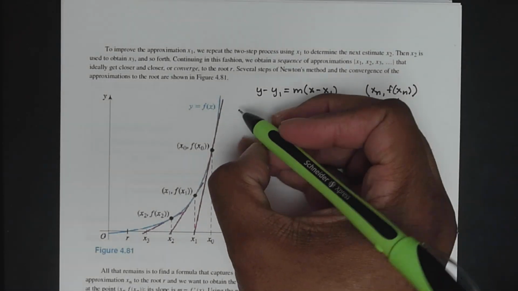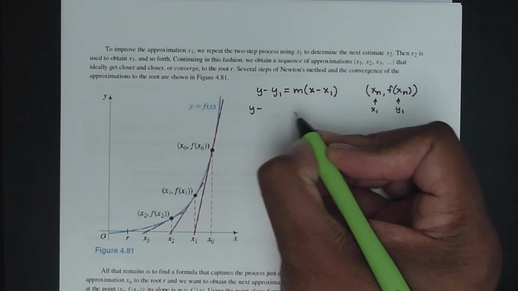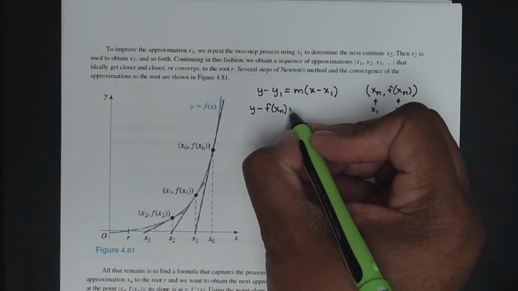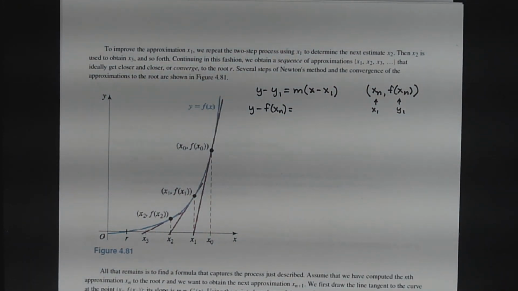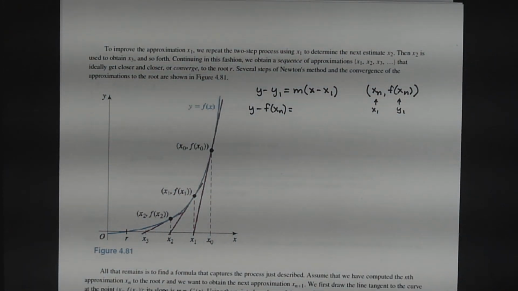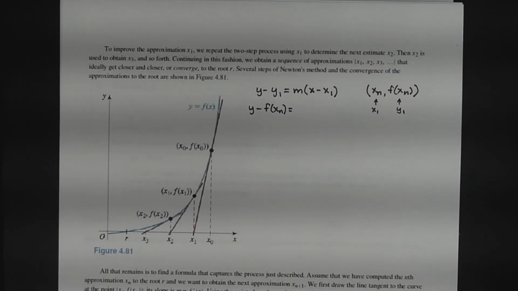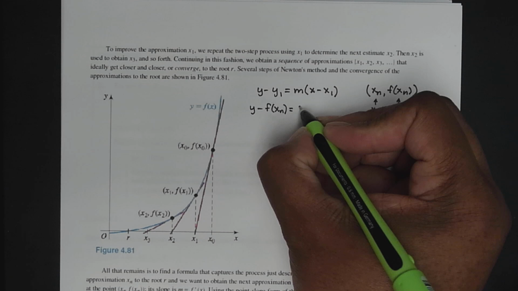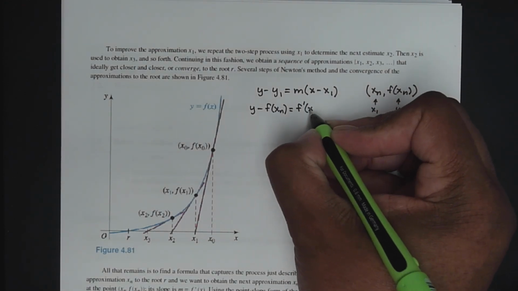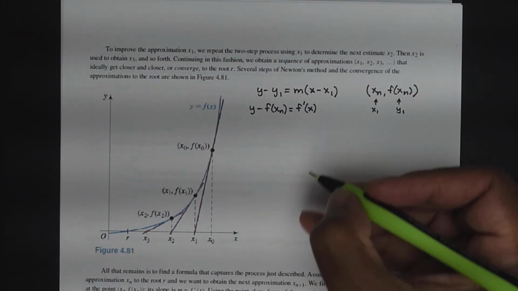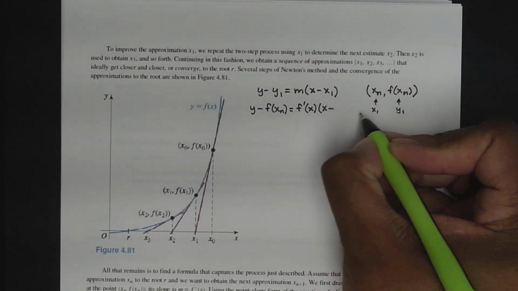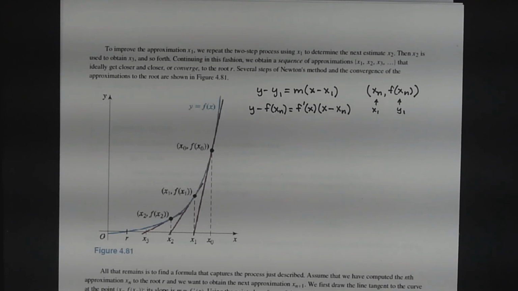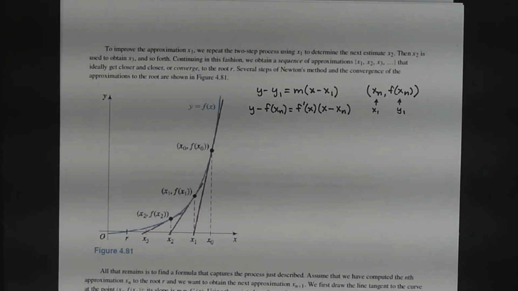So if I do some substitution here, this is what I have, y minus y1. I'm going to replace that with f of x of n. Now keep in mind, when you're finding the slope, you're actually finding the first derivative of that function, and that will help you determine the slope of that line or of that curve. So I'm going to replace this m with f prime of x. That's this notation. Times x minus x1, I'm going to replace that with x of n.